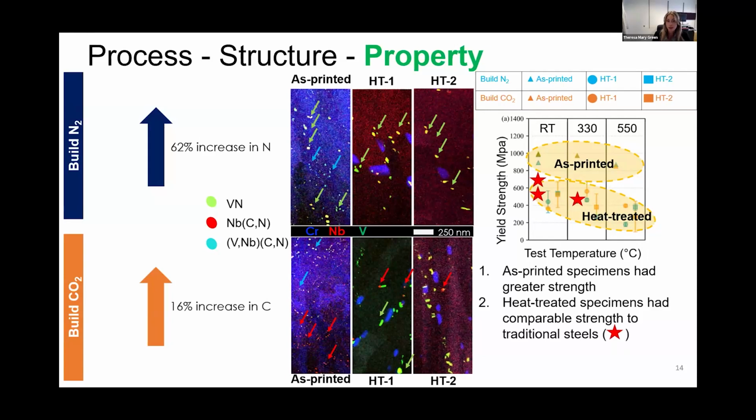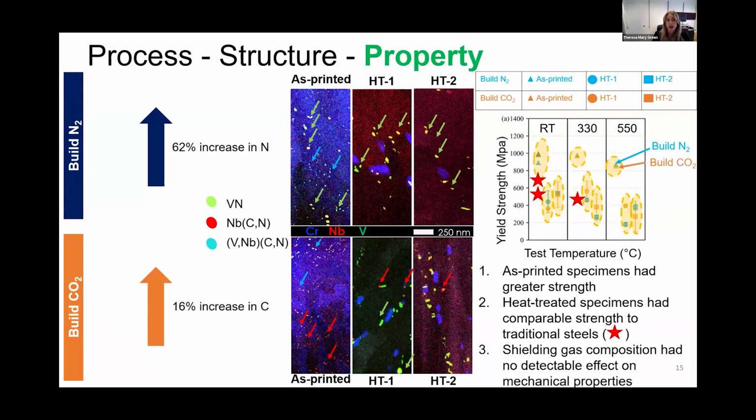Second, the heat-treated specimens had comparable strength to traditional steels that had the same composition, and the AM samples had greater strength than both the heat-treated samples from this work and from those traditional steels from literature. So the stars here represent the literature values of the strength of those traditional steels. And it's hypothesized that the additively manufactured samples, the as-printed samples, have greater strength due to a higher dislocation density, a finer grain structure, and that increased precipitation that we talked about.